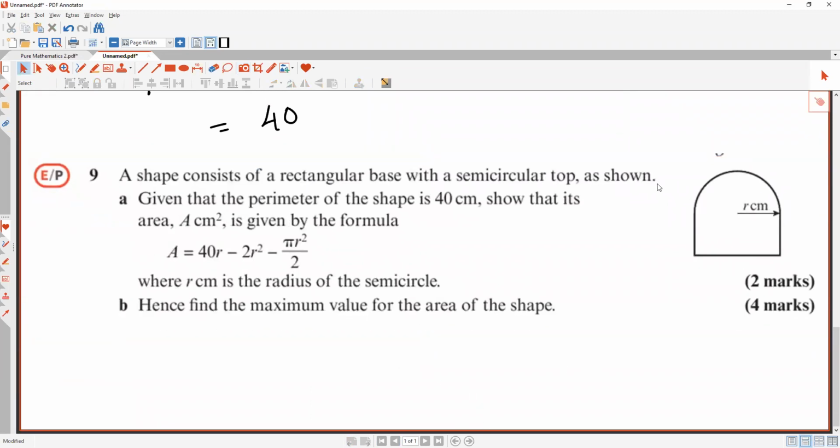Look at this shape. This shape is a rectangle with a semicircle. It consists of a rectangle with a semicircle.